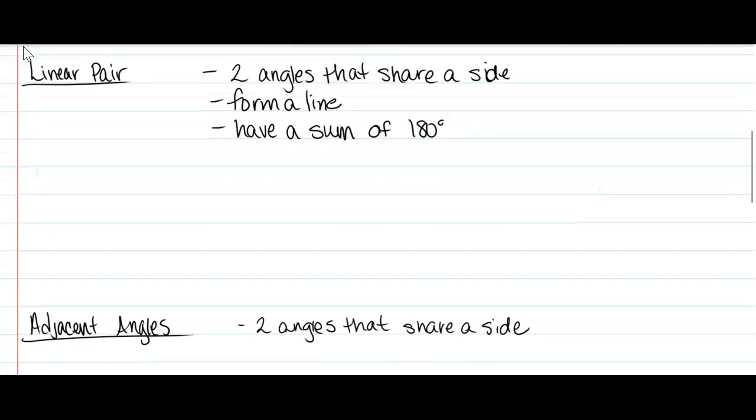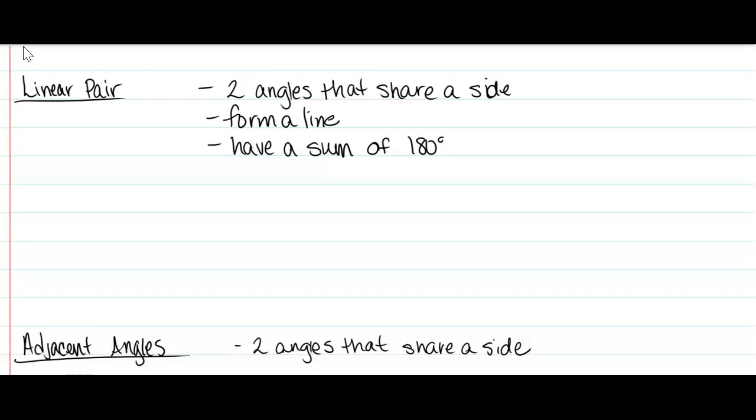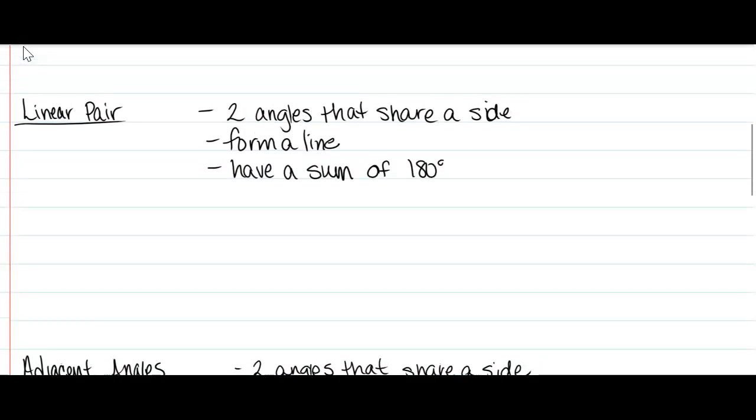All right. Next word is linear pair. So a linear pair is two angles that share a side that also form a line and have a sum of 180. So let's draw a line. Let's make two angles. So this is my first angle, and we'll say that this angle is 80 degrees. And then we have this angle that is 100 degrees.